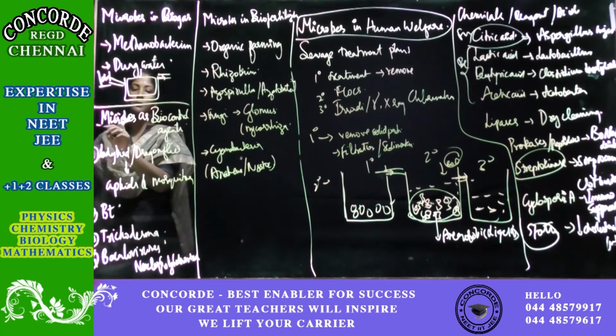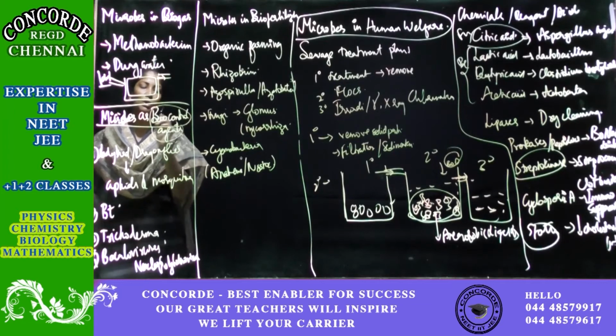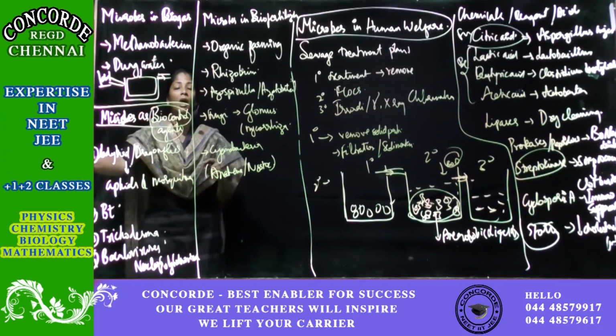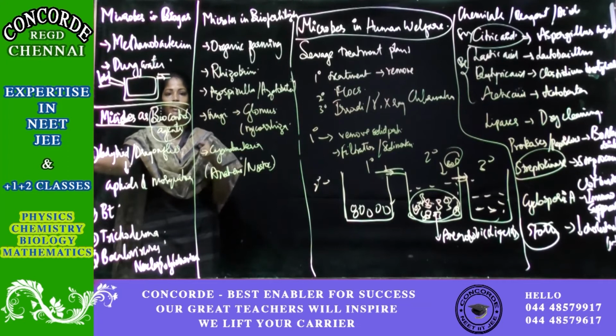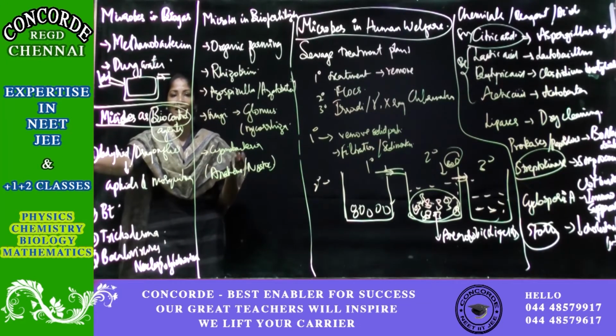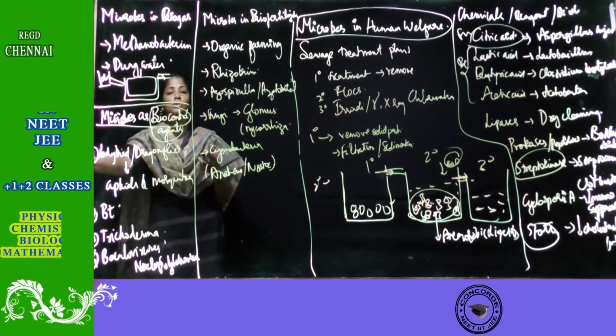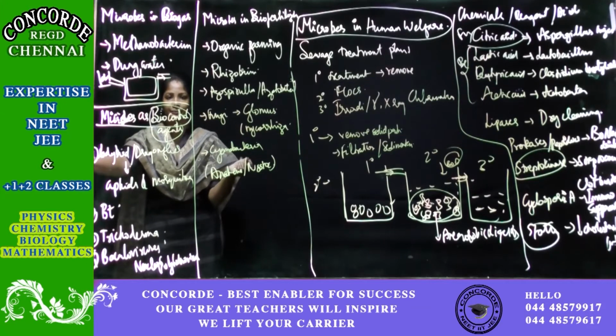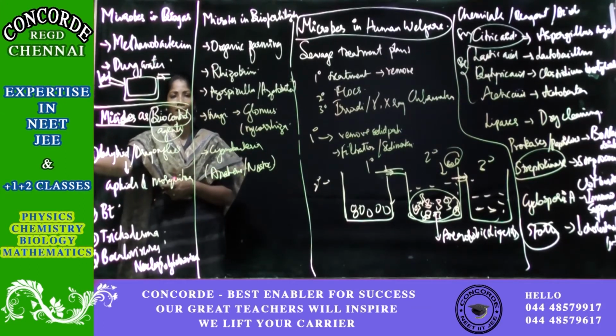Next is microbes as biocontrol agents. So what is a biocontrol agent? The microbe is controlling another living organism. It can be anything. For example, we have seen Bacillus thuringiensis, correct? The bacterium is killing the worm. So that is used as a biocontrol agent.